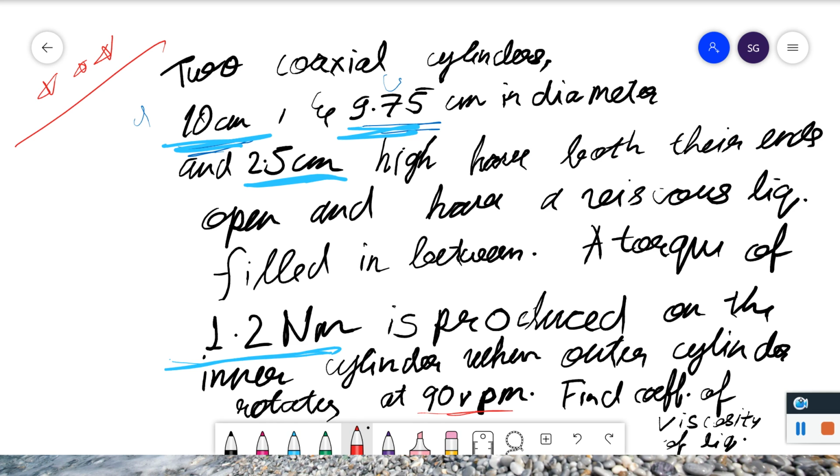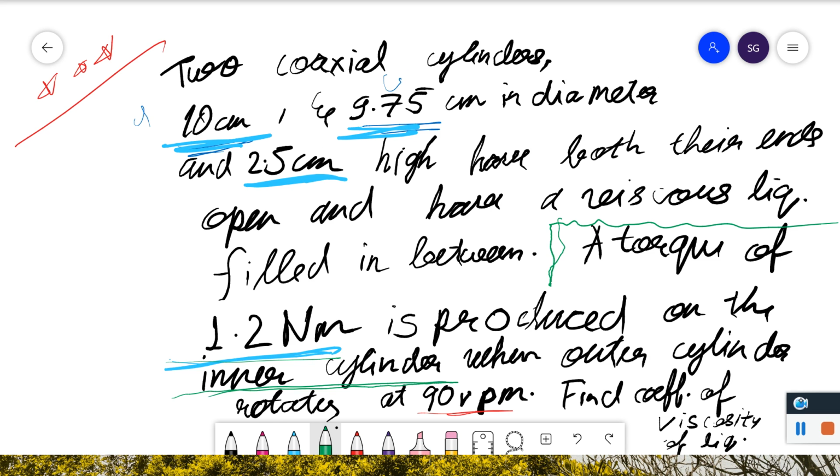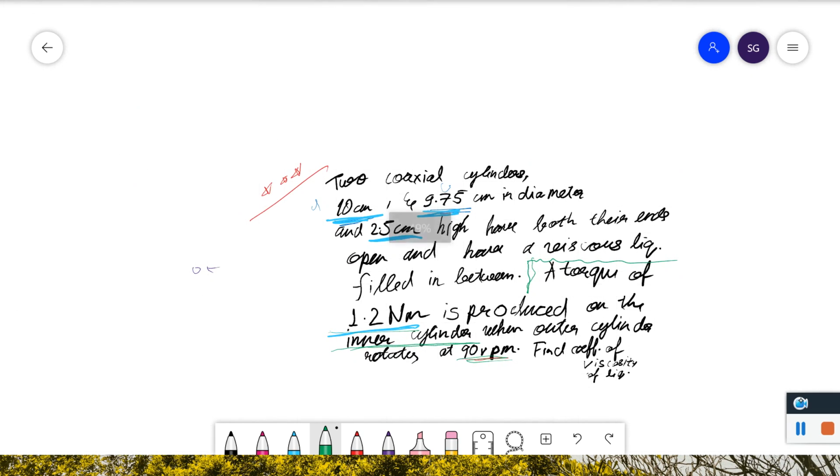So the thing where you have to focus is there. This is the given term. This part you have to focus on and read very carefully. A torque of 1.2 Newton meter is produced on the inner cylinder. Means the torque is produced by the outer cylinder, and it is acting on the inner cylinder, and this is rotating at 90 rpm. So we have to find the coefficient of viscosity of the liquid, and the figure is also given, so it will give you a better idea. Let me draw the figure also. The figure is as follows.